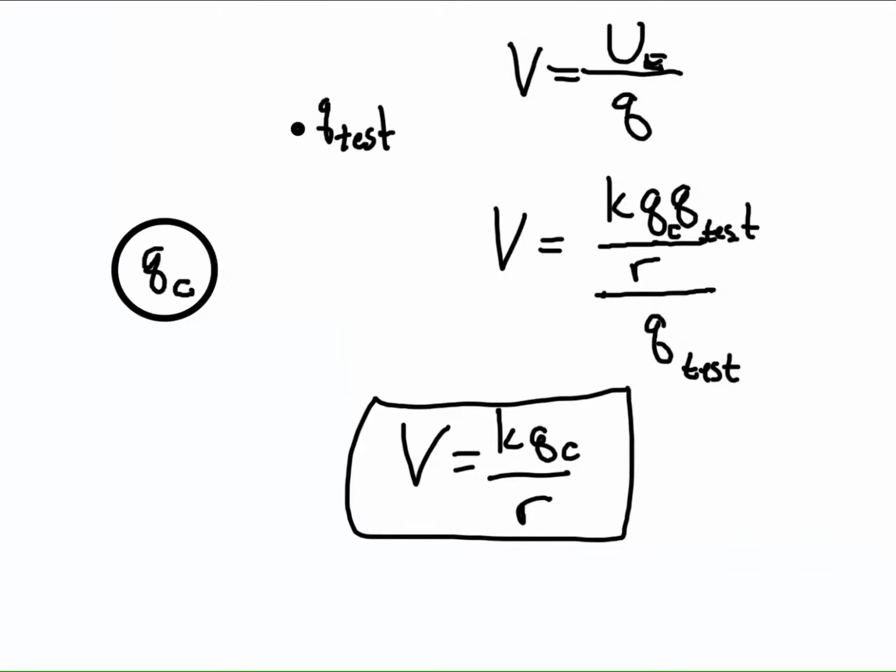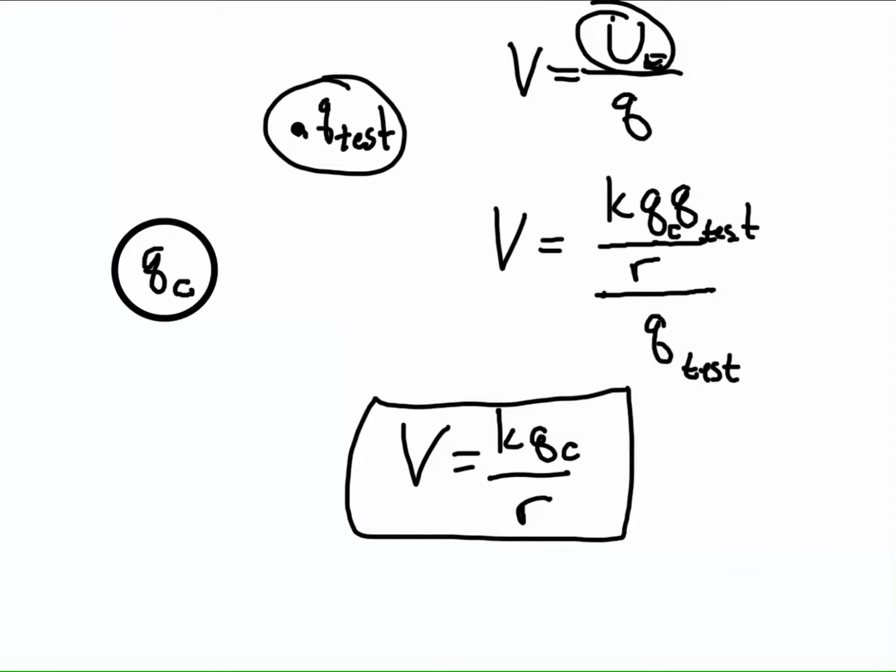Now, what we have here is a charged particle creating an electric field, and we're going to talk about the electric potential at that location. So I'm going to place a little test charged particle here. Starting off with V equals U over Q again, we're going to look at this a little bit differently. We're going to say V equals KQQ over R, which is the formula we just came up with for electric potential energy, divided by Q test.